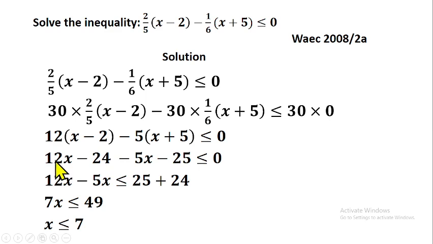We arrange 12x minus 5x, then this and this one go to this side, so we should have plus 25 plus 24. So 12x minus 5x gives us 7x, less than or equal to 25 plus 24, which gives us 49. We can divide both sides by 7 to get our x. 7 divided by 7 gives us x, less than or equal to 49 divided by 7, which gives us 7. So that's the solution to this inequality for WAEC 2008 question number 2A.